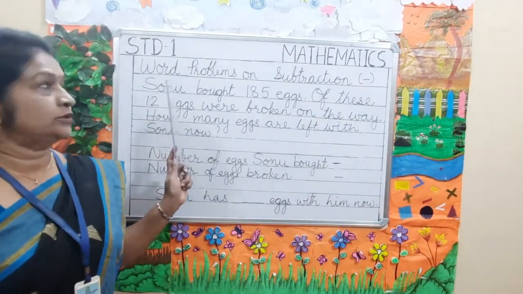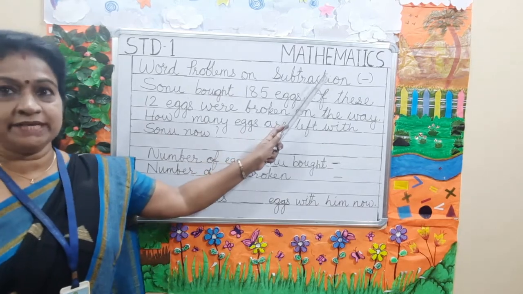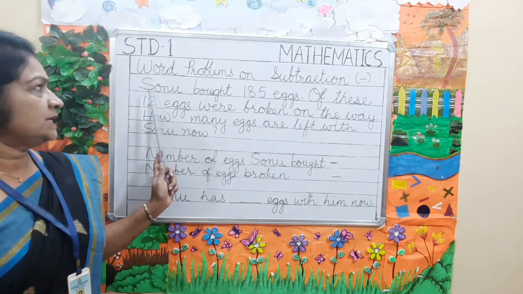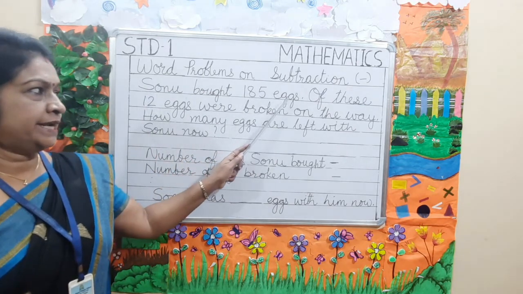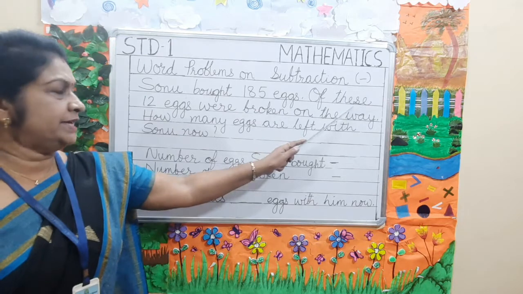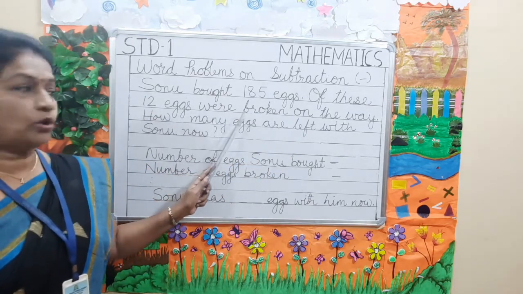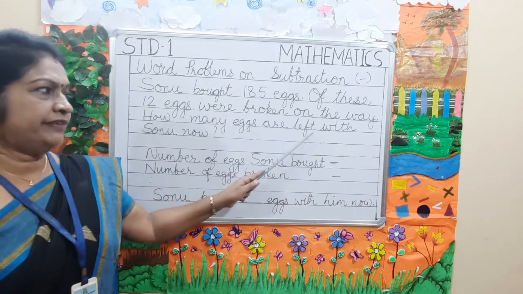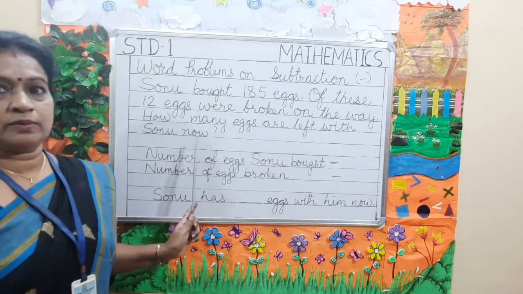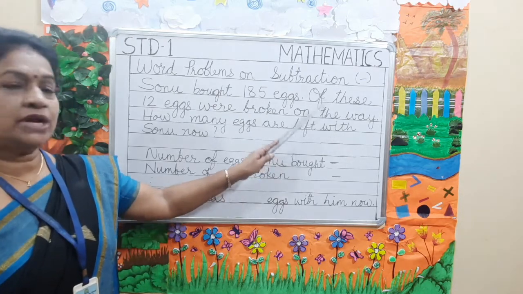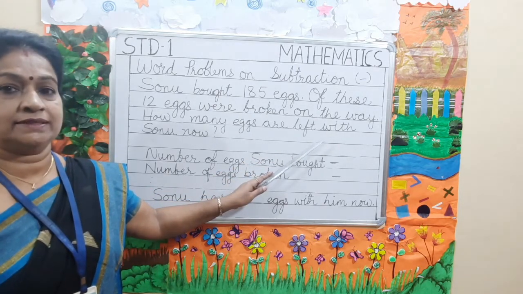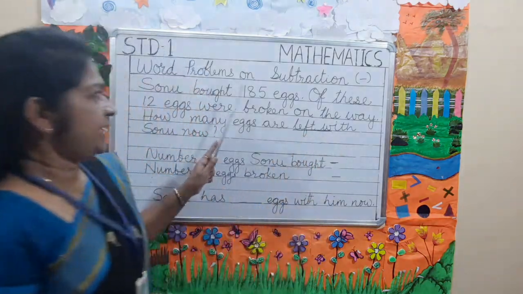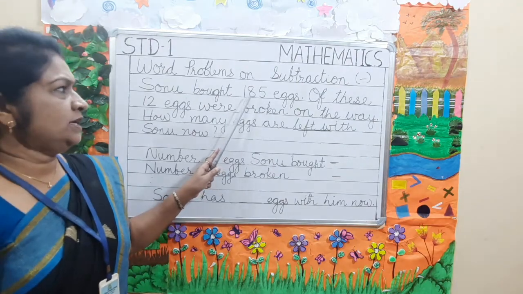Now children, look at the board. Word problems on subtraction. Subtraction means take away. The problem is Sonu bought 185 eggs. Of this, 12 eggs were broken on the way. So how many eggs are left with Sonu now? Left with means you have to do the subtraction. How many eggs Sonu bought? He bought 185.